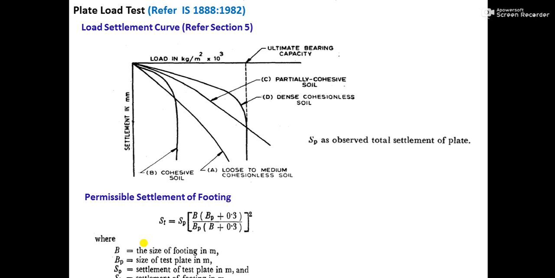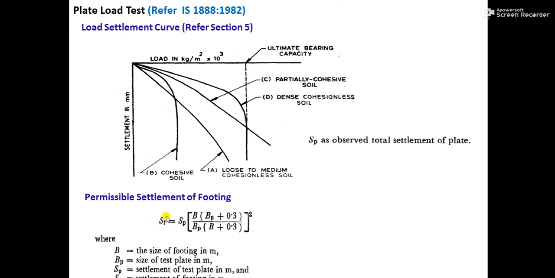So once the width of the foundation is 2 meter, that means your B value will be 2 meter, your BP value will be 0.45. Here it will be 0.45, here it will be 2, and then you calculate. See, there is a squared term over here, and then you multiply it with the settlement of the plate. So you find out what is the maximum settlement of the plate. With the settlement of the plate, you multiply this term and you are going to get the settlement of the footing.